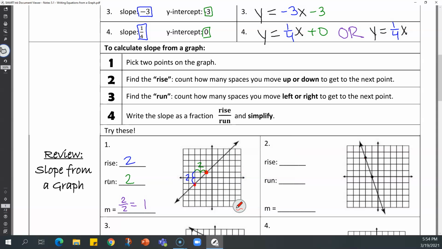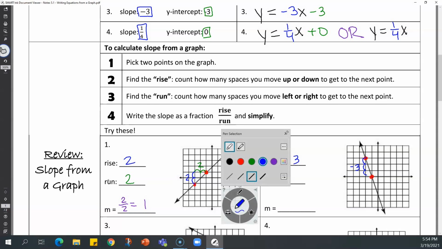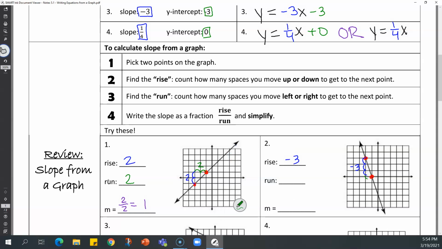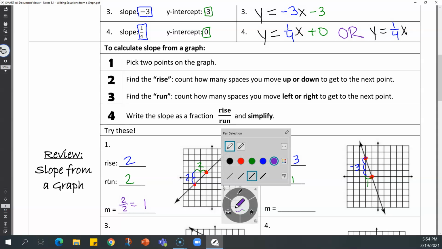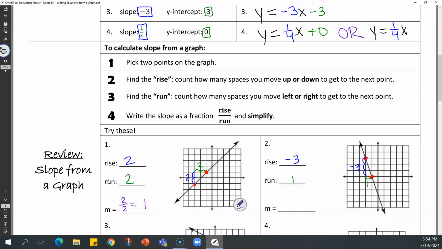I've got my 2 points, blue and blue. I'm going to find my rise. I like to start with the point that's on the left, so I'm going to go down 1, 2, 3, and give me -3 for my rise. My run in this case, I move 1 to the right, so my run is 1. And I'm going to write that as a fraction of rise over run, -3 over 1. I'm going to plug that in Desmos, and I'm going to let Desmos tell me that -3 over 1 reduces to just -3.